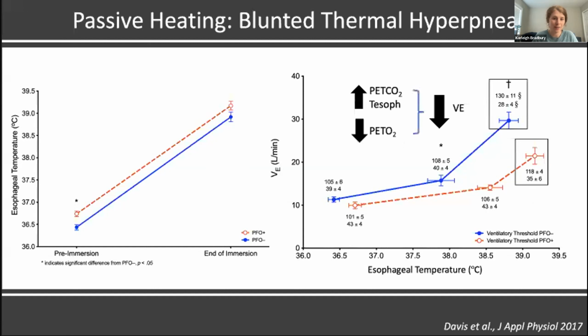So if we look at our 3 drives to breathe, our PFO positive subjects have higher end-tidal CO2s, higher esophageal temperatures, and lower end-tidal O2s, yet they're breathing less than our PFO negative subjects.